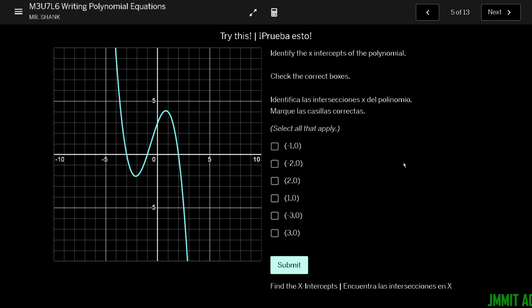So it says, try this. It says, identify the x-intercepts of the polynomial. It says, check the correct boxes, and I can select all that apply. So what are my x-intercepts for this? Well, I click the curve, where my x-intercepts hit the graph.